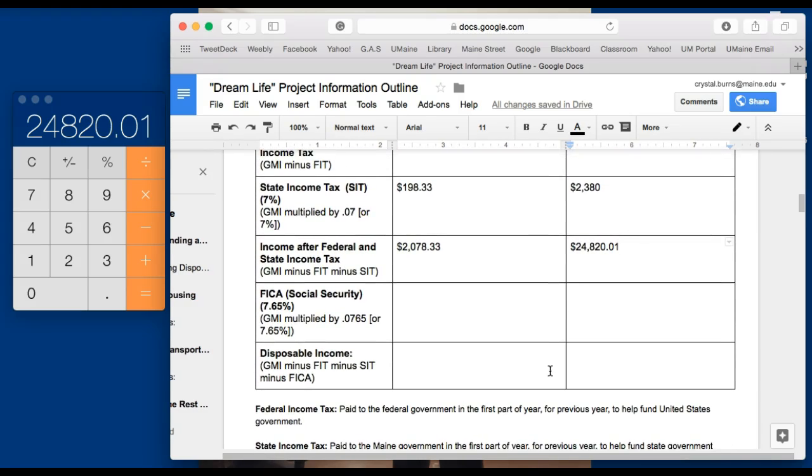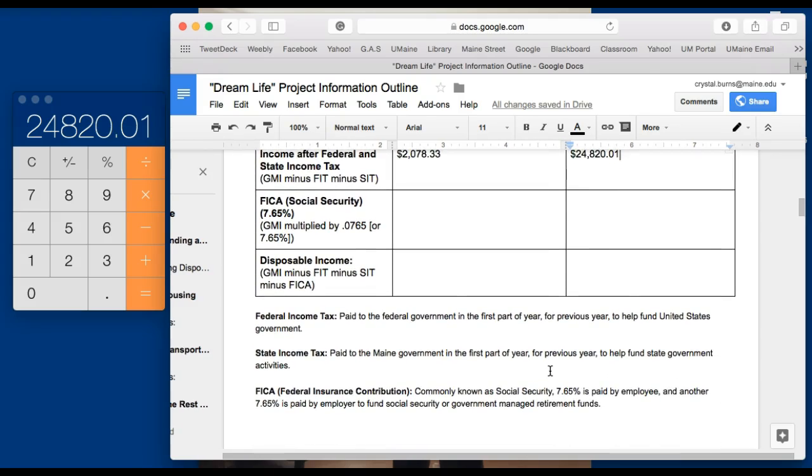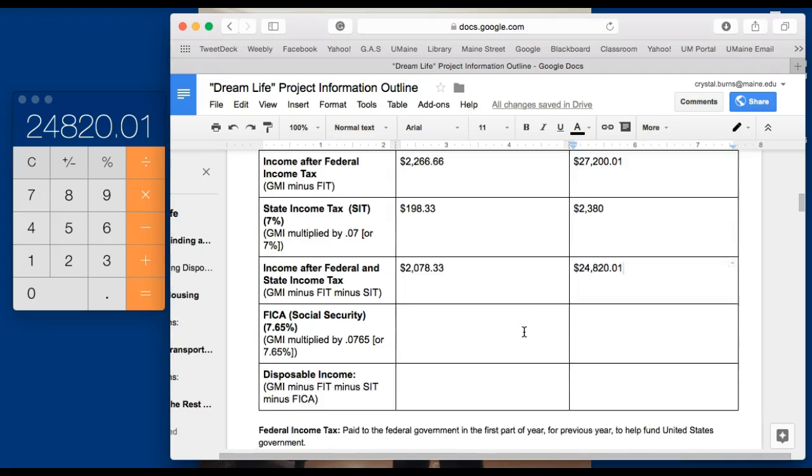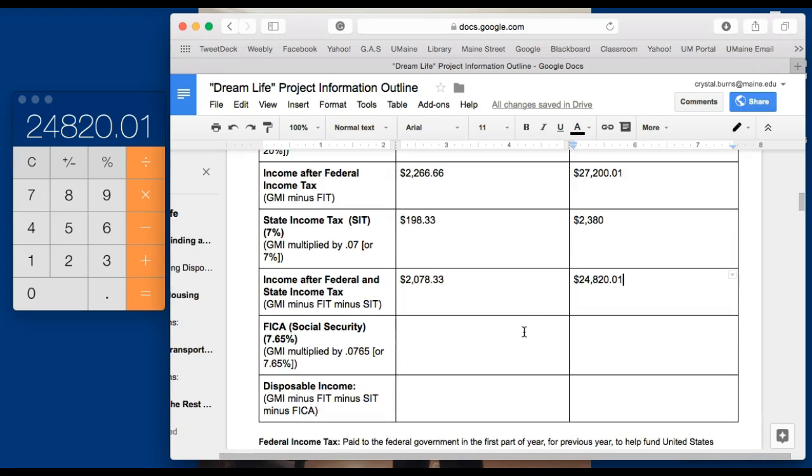Now, our last step before we have finally discovered how much we actually take home every month is to take out Social Security. Now, Social Security is sort of like your retirement fund, but that's debatable at the time for right now. But on the bottom here, I have included more definitions about each one if you'd like for your reading, but right now we're focusing on the math.